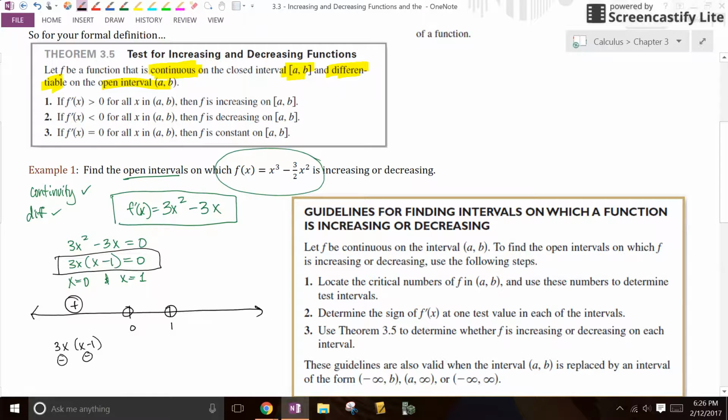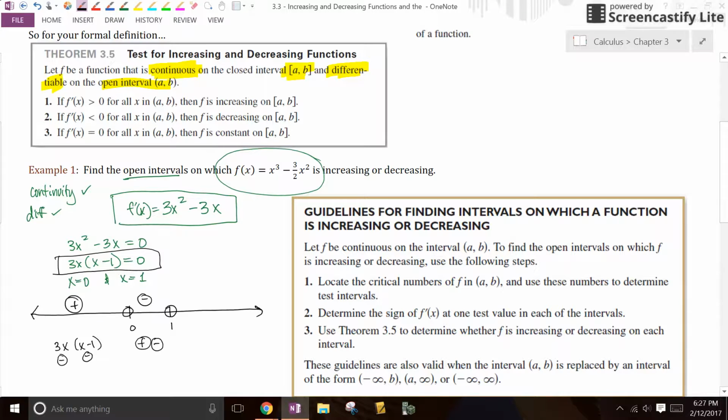All right, what about in between 0 and 1? In between 0 and 1, let's see. What's there? There's a half. Let's plug in a half. 3 times a half is going to be positive, and a half minus 1 is going to be negative. And when I multiply those together, I'm always going to get negatives.